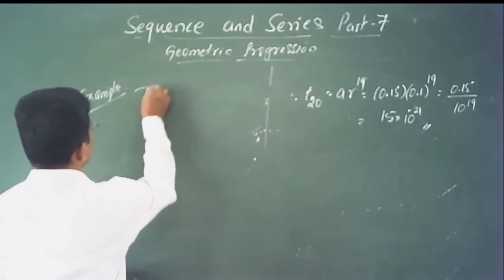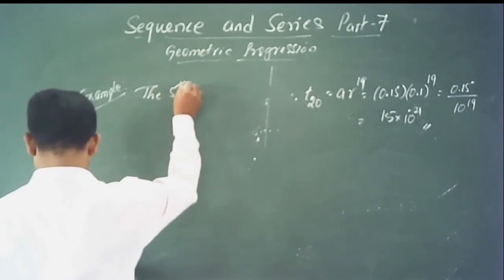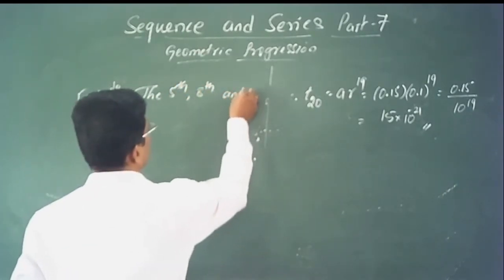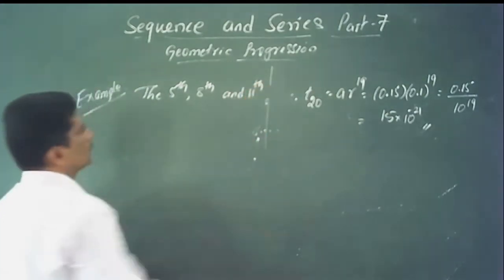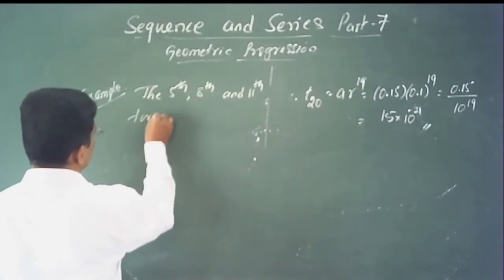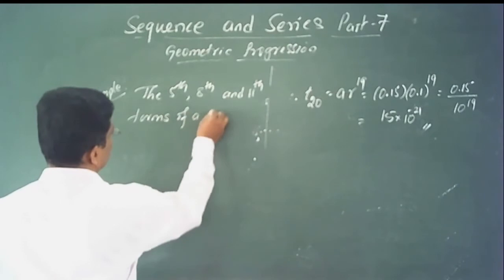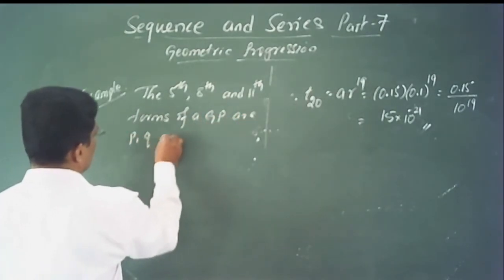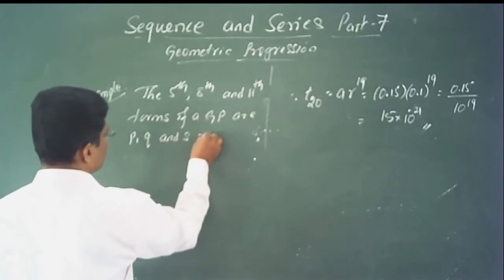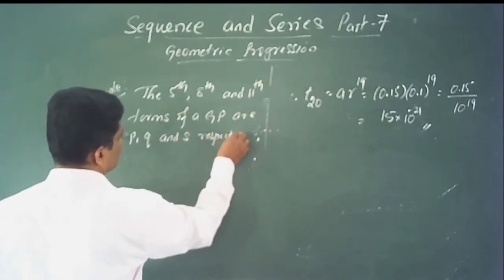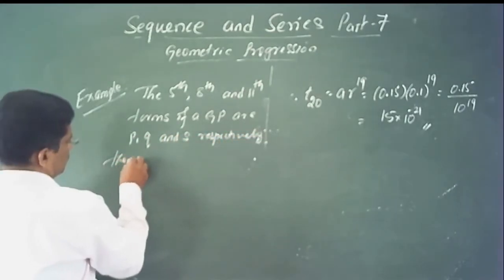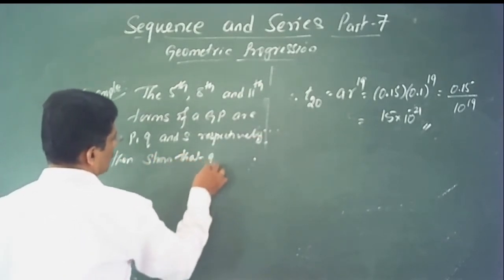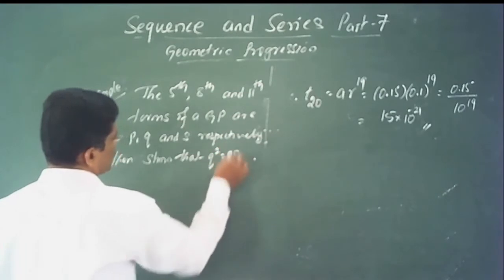The next one: the 5th, 8th and 11th terms of a GP are P, Q and S respectively. Then show that Q square is equal to PS.